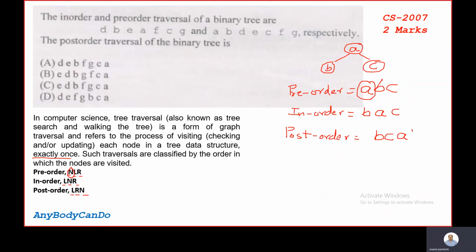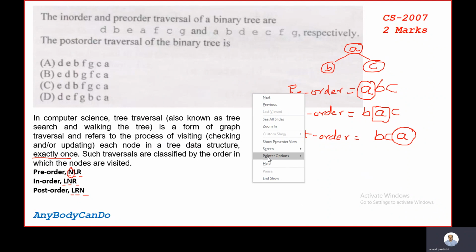So the simple observation: in pre-order traversal, first we visit the root node. In post-order traversal, we visit the root node at the last, and in in-order traversal, the same root node is visited exactly in the middle. Okay, now we will see the question. Very simple question for 2 marks.